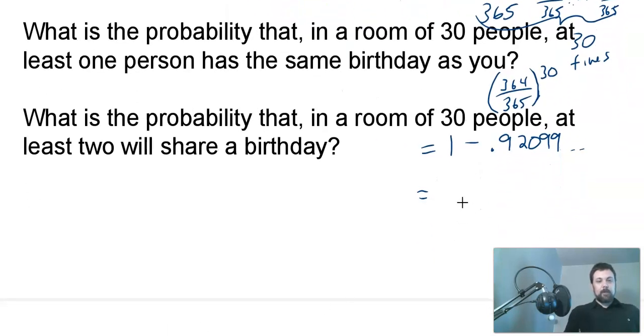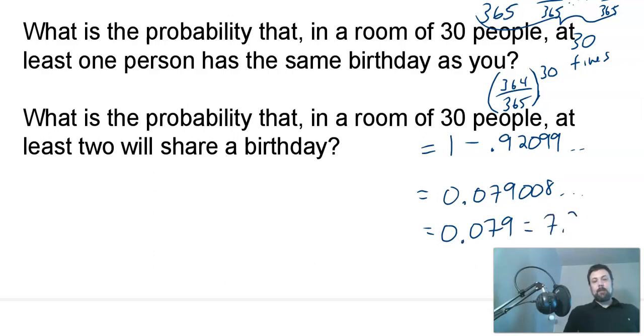All right, so we're going to do 1 minus that number, and we get a pretty small probability actually. I get 0.079008. So I'll round it; this seems like a good place to round it. It'll be about 0.079. What am I saying? Why did I put a point there? 79. Right. Which is what I was about to say, that's 7.9%. So there's about an 8% chance that if you go to a room full of 30 random people, somebody in that room would have the same birthday as you.